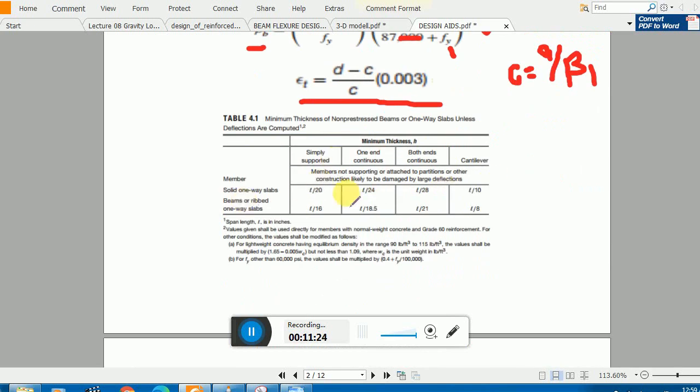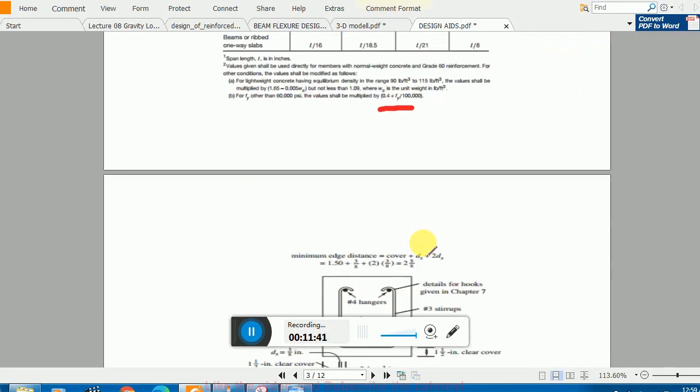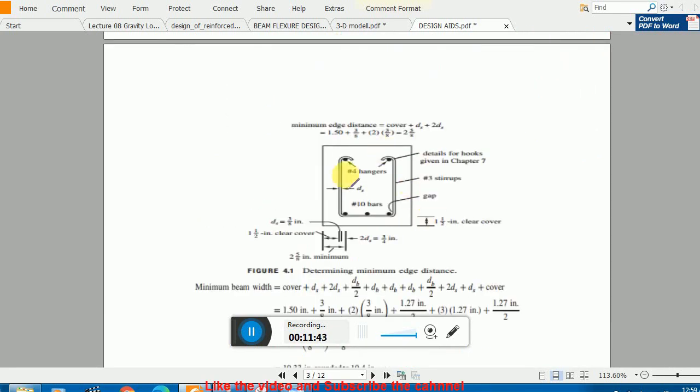Now these are the values which we can use for determination of the depth of this beam as well as for the depth of the slab. Okay, and I already discussed it. If you have a 60 ksi steel, then you have to multiply these coefficients with this factor. Remember, this thing is very important. It is new knowledge for you people, I think.